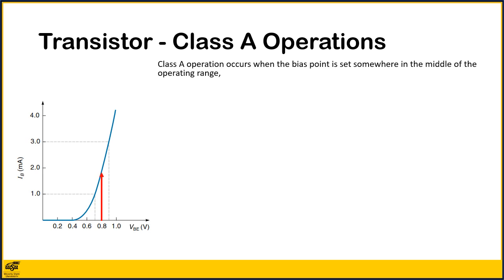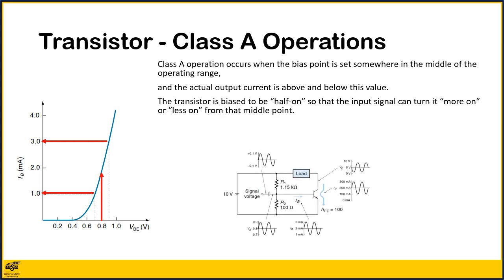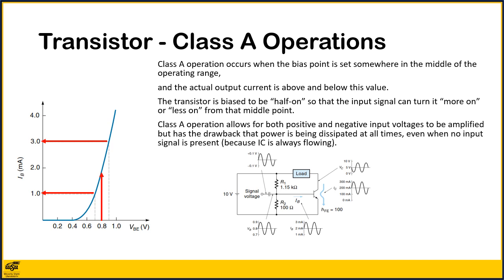Class A operation occurs when the bias point is set somewhere in the middle of the operating range, and the actual output current is above and below this value. In other words, the transistor is biased to be half on so that the input signal can turn it more on or less on from that middle point. Class A operation allows for both positive and negative input voltages to be amplified, but has the drawback that power is being dissipated at all times, even when no input signal is present, because IC is always flowing.